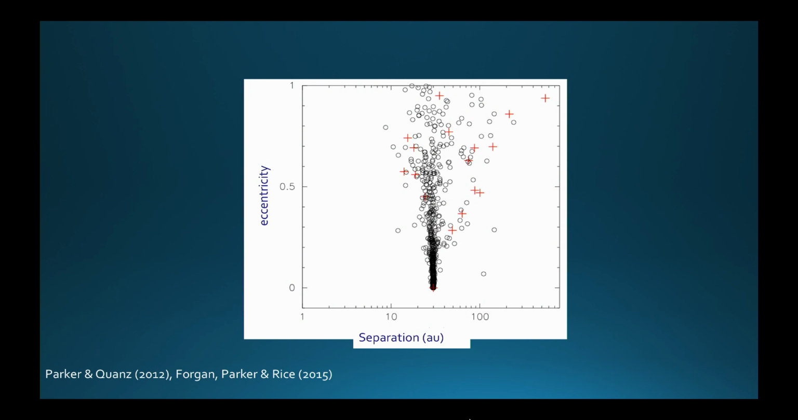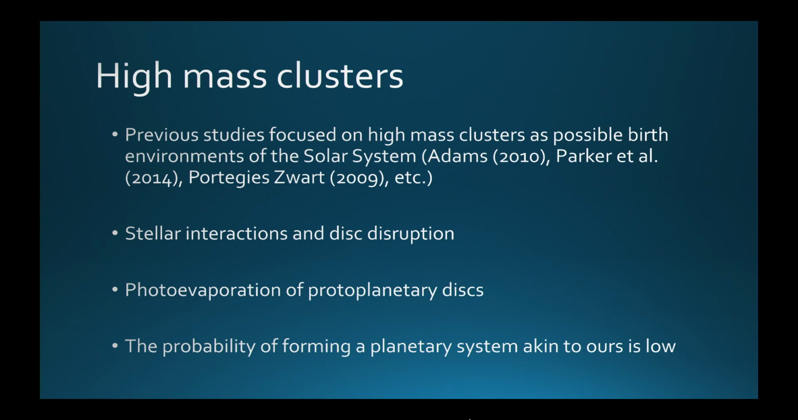However, it has previously been thought that the Sun was going to form in a high-mass cluster because of this need for a massive star. Lots of simulations and previous studies have looked at high-mass clusters and focused on them, but as I've said before, stellar interactions and photoevaporation can do really bad things to your planetary disk. So the probability of forming something like the solar system in a massive cluster is very, very low. I'll tell you the percentages later, but it's like 0.1 to 0.6 percent of planetary systems in these kinds of high-mass clusters that can actually survive and end up looking like our solar system.